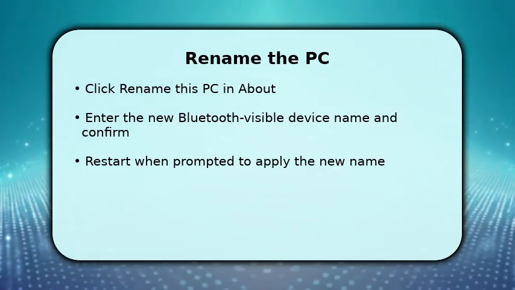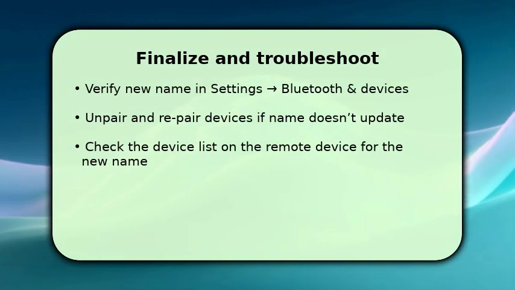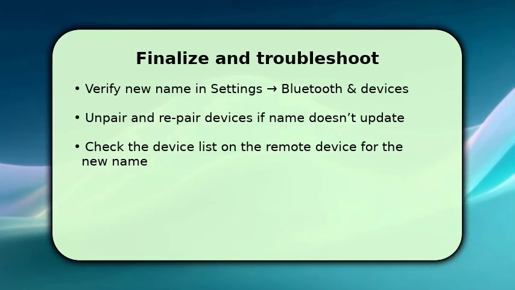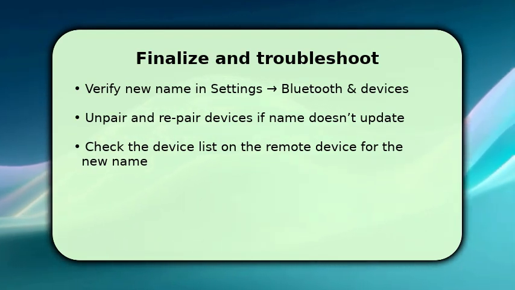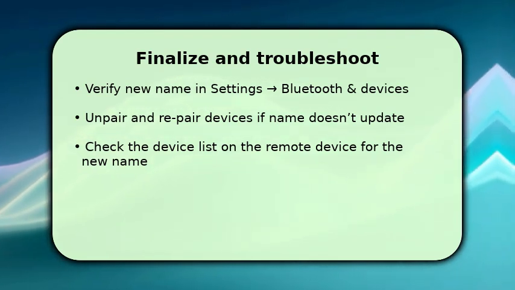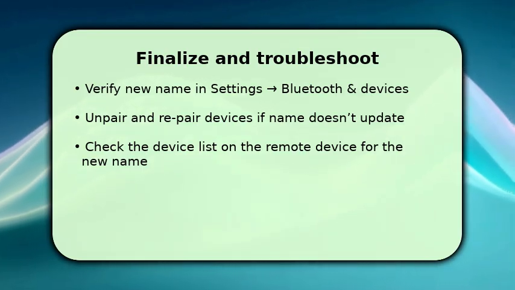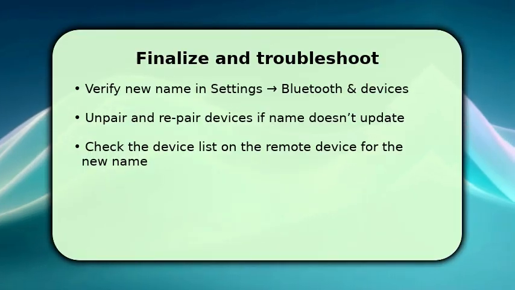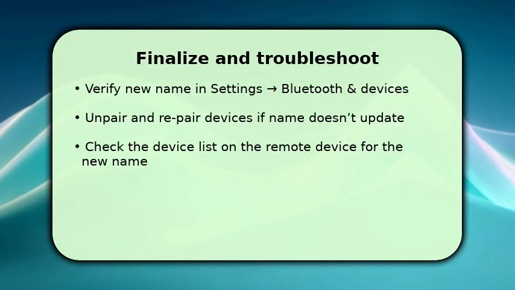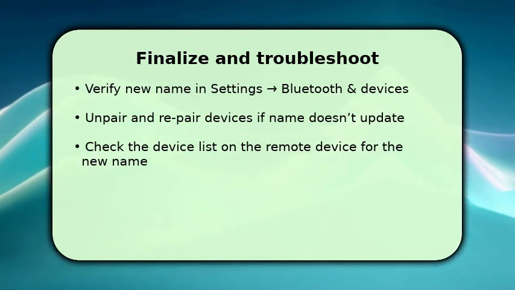After rebooting, verify the new name by going to Settings, right arrow, Bluetooth and Devices, and confirming what your laptop now reports. If a paired phone or accessory still shows the old name, unpair that device and then pair it again. Bluetooth caches names on remote devices, so a repair often forces an update.